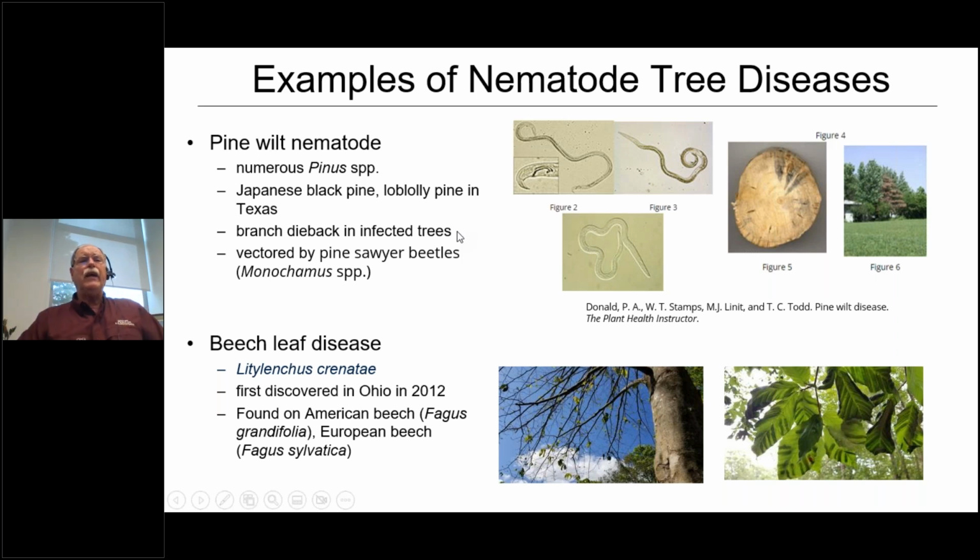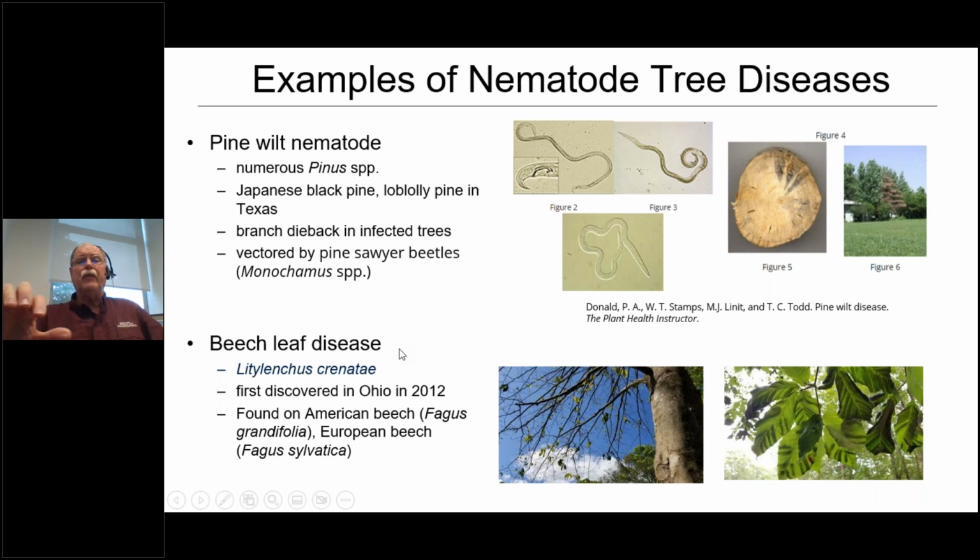In Japanese black pine, it does cause branch dieback. The first time I ever saw it was in a bunch of Japanese black pine that were planted by the mall when I first got here in College Station, and those trees were planted just about the time I got here. They survived about 5 years, and they were all killed by the pine wood nematode, Monochamus species. It is vectored by what we call pine sawyer beetles.